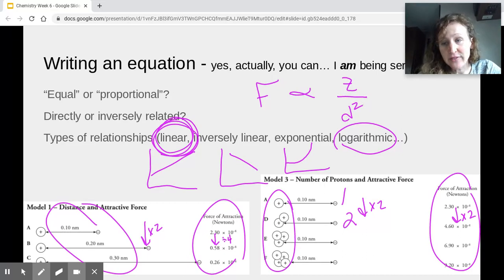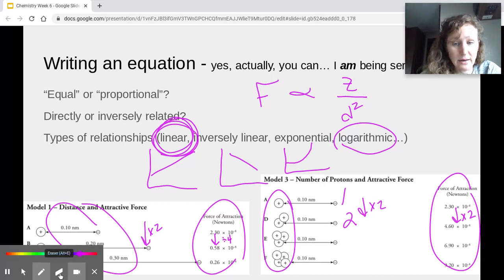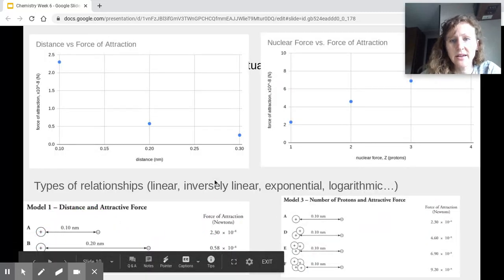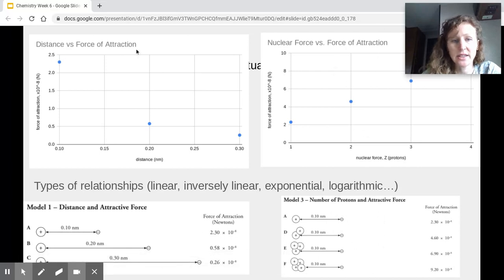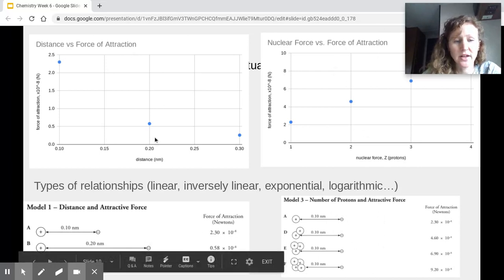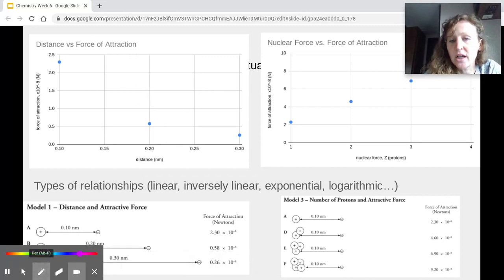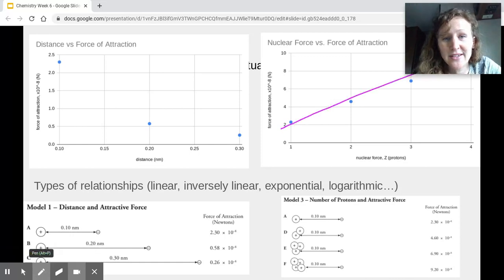Let's look at this graphically and let's see if we can see the same thing. Okay, so here is this data, protons versus attractive force graphically. Here's this data, distance and attractive force graphically. So we can see here, if we were to draw a line of best fit roughly, which I would never do freehand. If I actually had paper and pencil in front of me, I would use a ruler, but roughly it is linear. This is a linear graph.